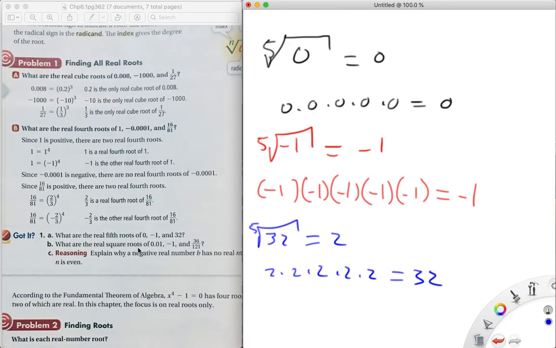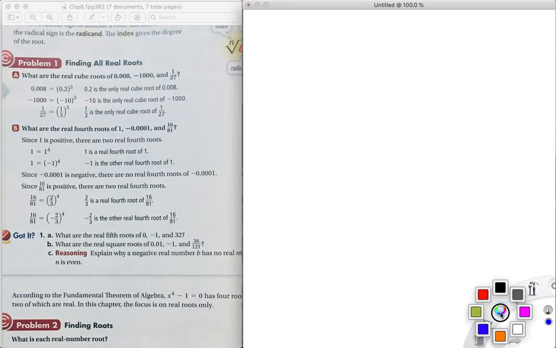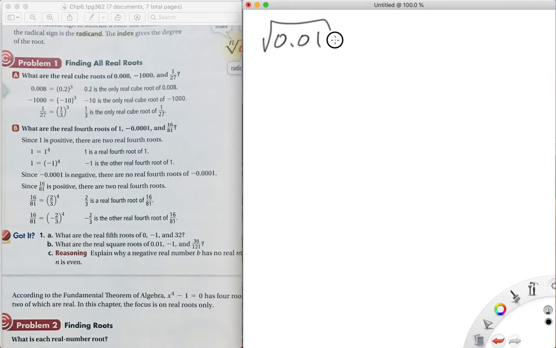For B, they ask what are the real square roots of these numbers. What's the square root of 0.01? And I believe that's 0.1, because 0.1 times 0.1 equals 0.01.